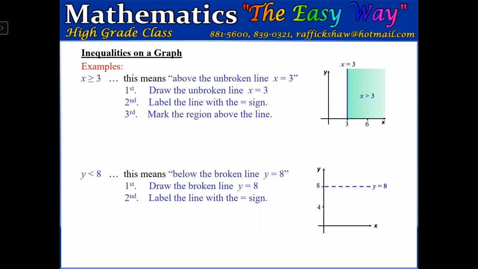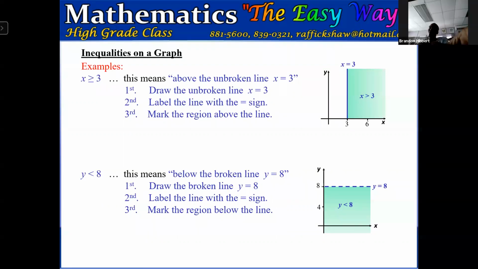Then the less than means that you want the region below the line. You want y values that are below the line, y values that are less than 8. So that must be the region below the line. Under there, y values will be less than 8. That's the graph for that inequality. Simple as that. So far, so good, guys.